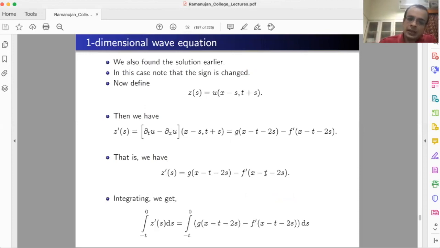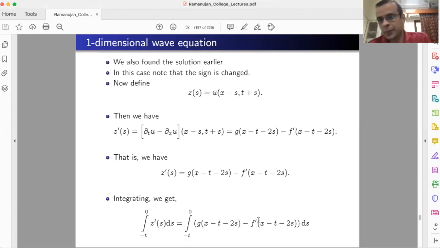Okay. Now, as before, let's integrate. So when I integrate from minus t to 0 of z prime of s ds, what do I get? I need to integrate the right hand side, which is the integral from minus t to 0 of g of x minus t minus 2s minus f prime of x minus t minus 2s. Okay, so you see that there is actually an f prime over here.